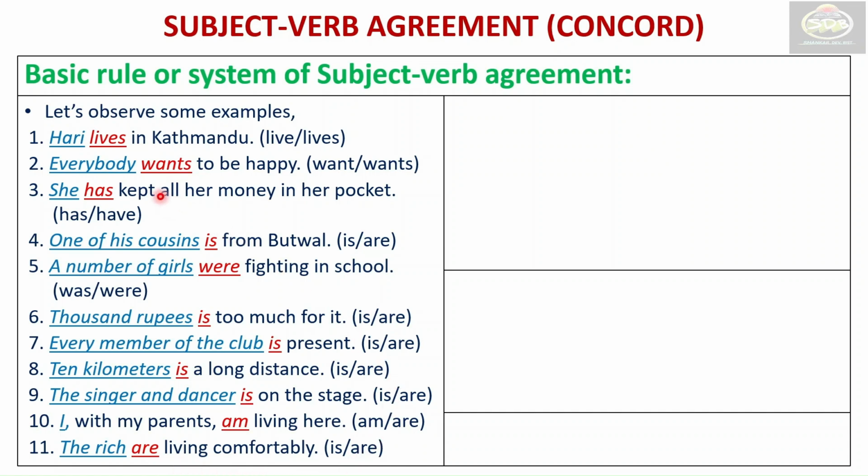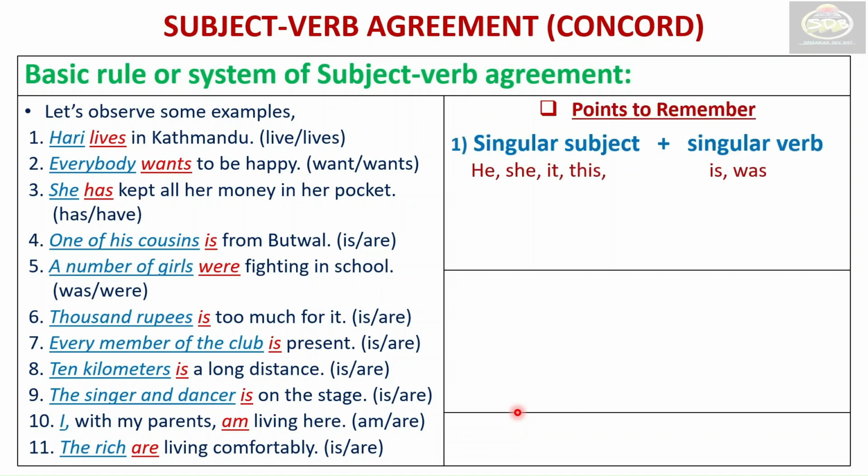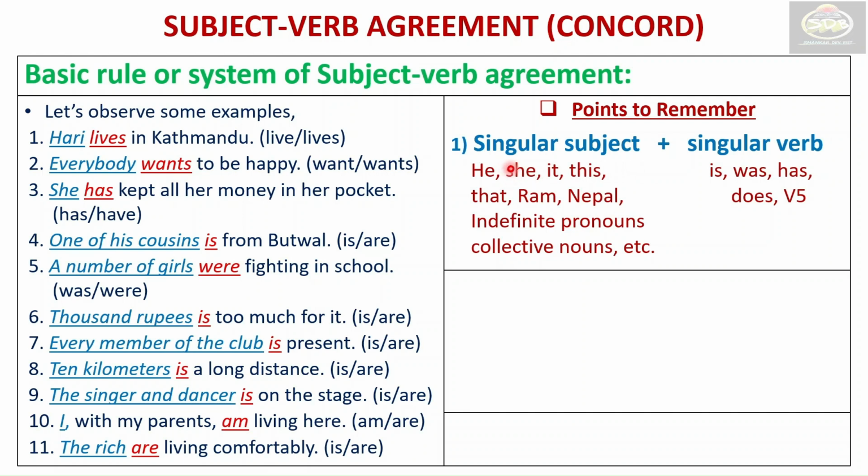Okay. First of all, let's observe these underlined parts. The words which are in blue color are subjects, and the words with red color are verbs. After observing these sentences, we can say that there are certain particular points that should be remembered as the basic system or basic rule of subject-verb agreement. Let's observe them. The first rule is singular subject plus singular verb.